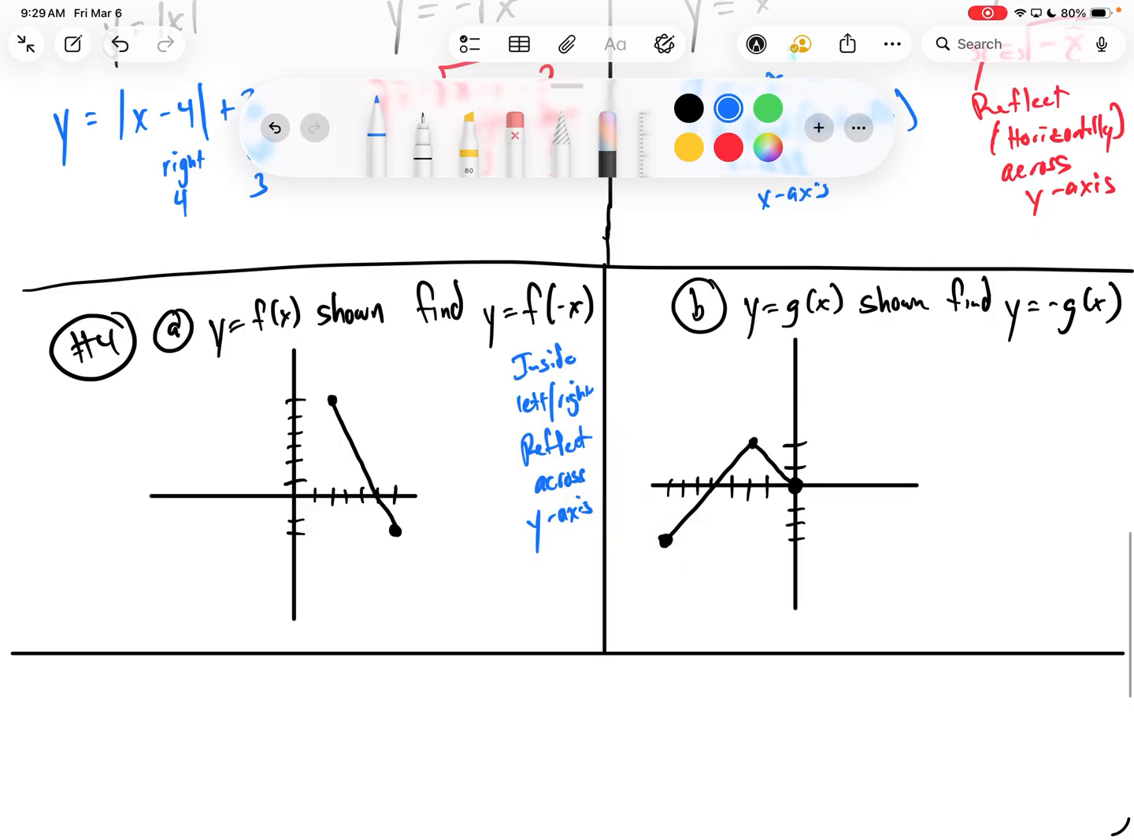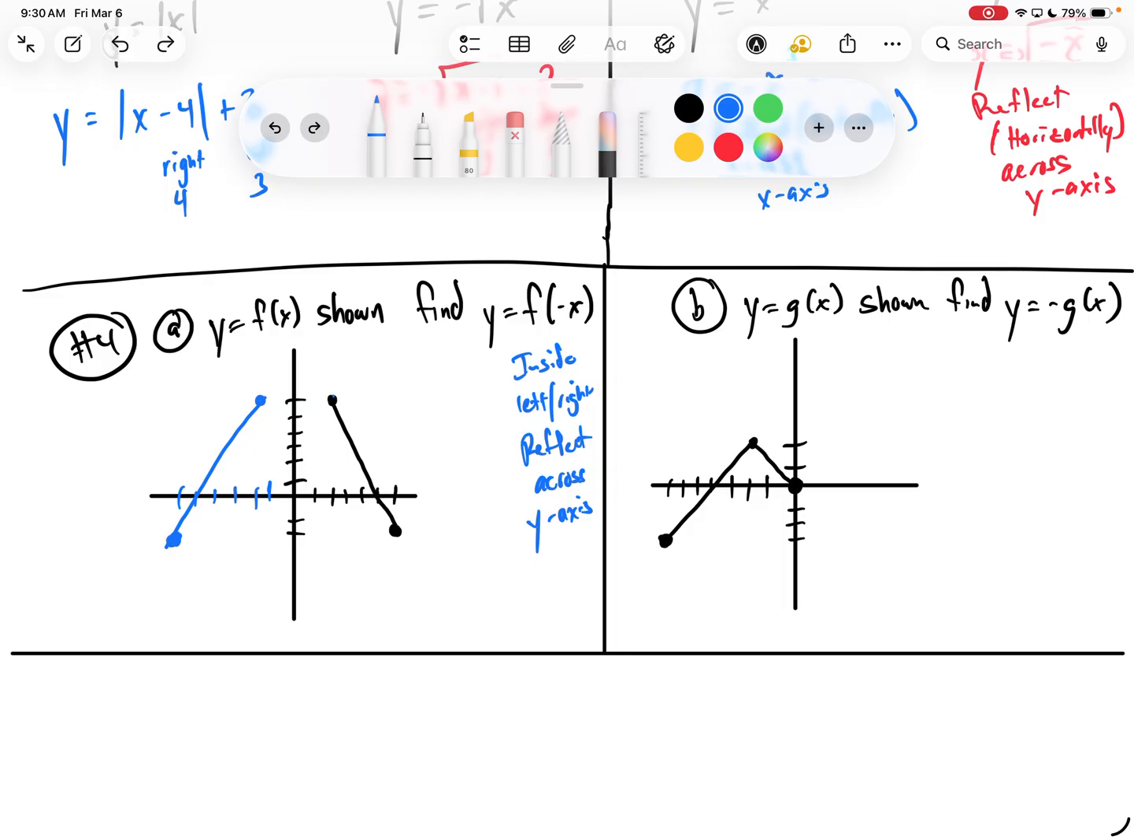I'll show you the easy way to do this. This point right here is 2 to the right. So what I'm going to do is just go put it 2 to the left. Okay? This point over here is 6 to the right, so I'm going to go put it 6 to the left. And that flips my graph. So that, again, 2 to the right, so I go 2 to the left. 6 to the right, so I go 6 to the left. Okay? That's the easy way to do these.